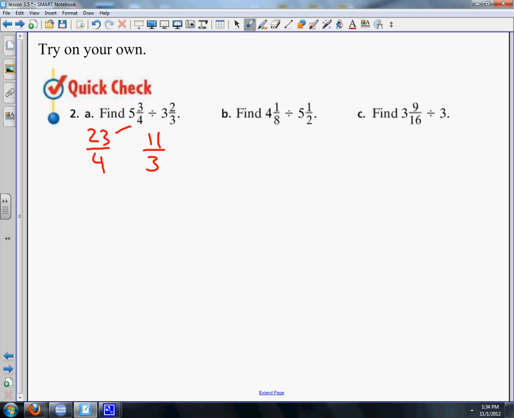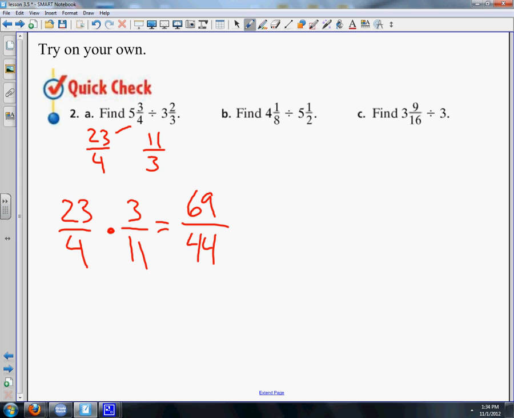So now we can follow the 4 easy steps. Keep the first number the same. Division to multiplication, and flip the last number. Now we can't cross-reduce here. Nothing can be reduced, so we're just going to multiply across. 3 times 23 is 69. 4 times 11 is 44. There's our improper fraction answer.